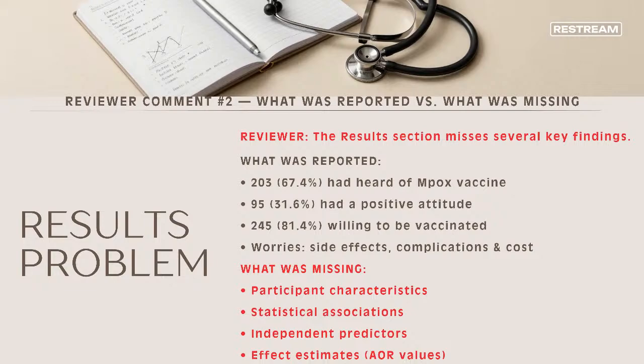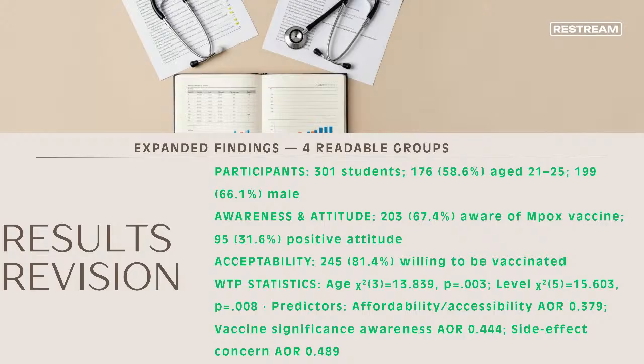What we missed was the participant characteristics. This one is really, really valid. And also, we missed statistical associations and some independent predictors as well. So let's look at what we did with the results section.